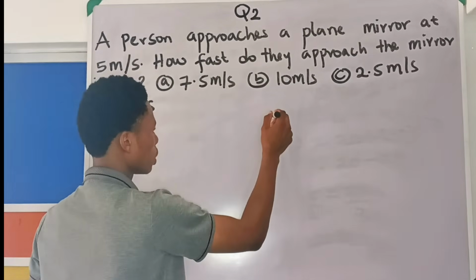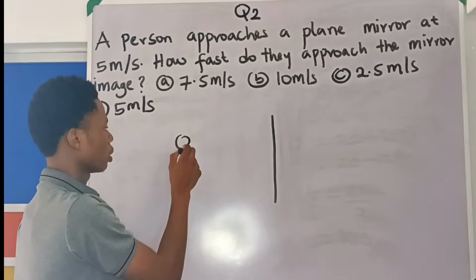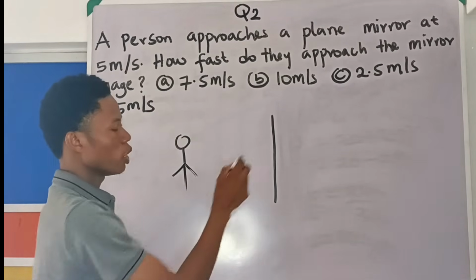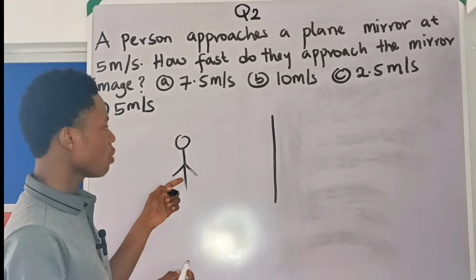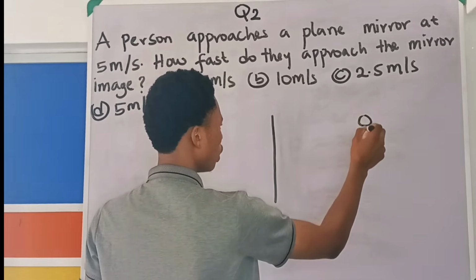Let's look at this thing as a mirror. Let's say this is a mirror. And this is a person walking towards the plane mirror. You agree with me that if this person is here, it means the image will be formed somewhere here too.